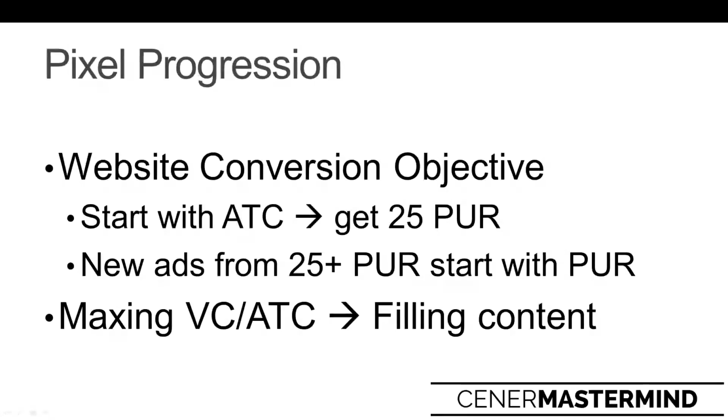And there's no doubt that purchase is the toughest event to optimize for. So what we want to do is basically get the pixel working. In a perfect world, we'd go right to purchase, but you're going to see very high CPMs that way. It makes for a bit of a more challenging setup.